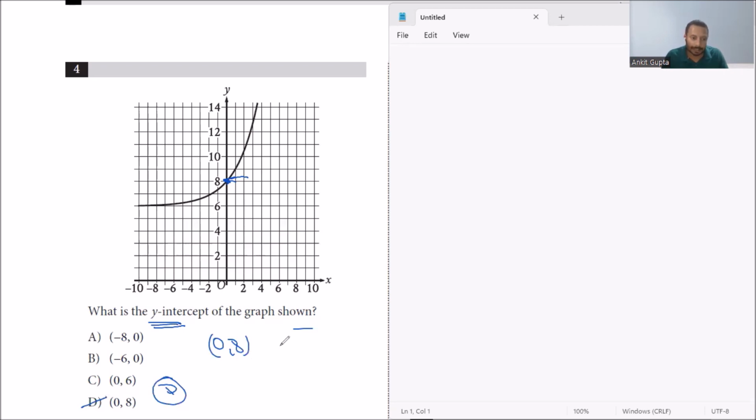Similarly, if they would have asked you the x-intercept, so the x-intercept is when the line touches the x-axis, and on the x-axis, the value of the y coordinate becomes 0.